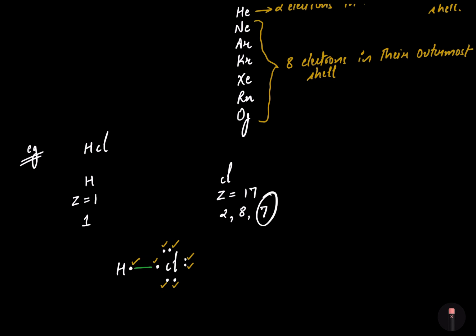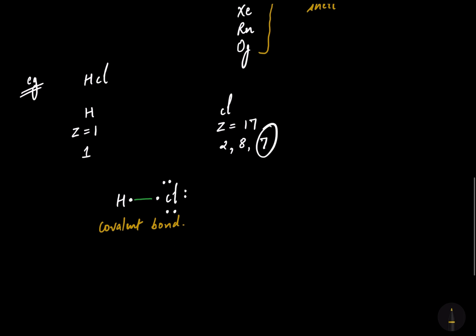So the bond between hydrogen and chlorine will be the covalent bond because it has been formed by the sharing of electron. So this is the covalent bond. Now let's take another example.